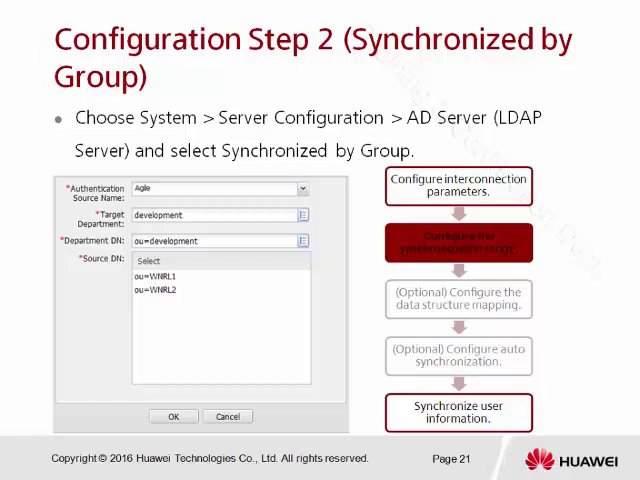Here showing the step how to configure the synchronized range. So this time they go to the server configuration, AD server, and select the synchronized by the group. Previously they actually synchronized based on the OU, and this time they based on the group. So right now they only target for this group.